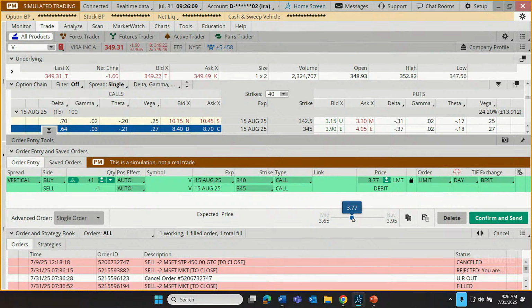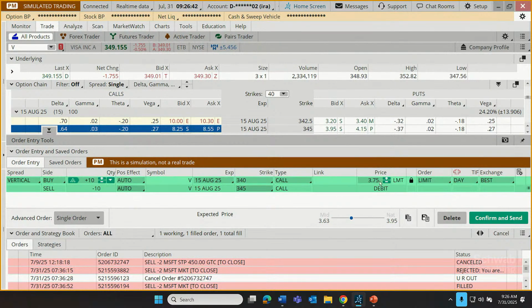Let's say that we're willing to spend the 375. We could just type it in. I'm kind of using the slide bar. We could have just typed it in right there. But let's do a quick calculation. If we were just buying one vertical spread, that would be a $375 risk. In this webcast series, we try to limit the risk to about $4,000. That would allow us to actually get about 10 vertical spreads.